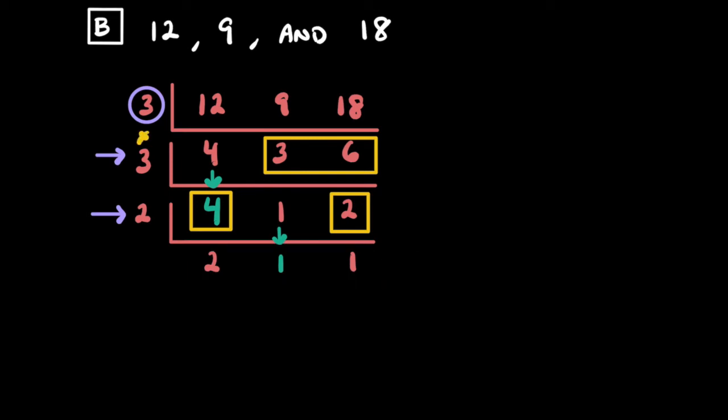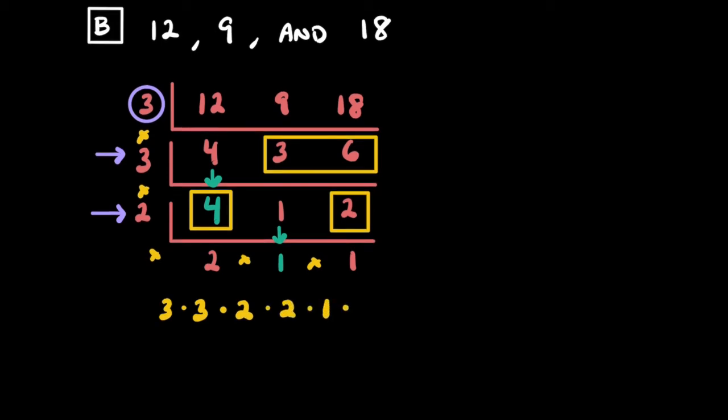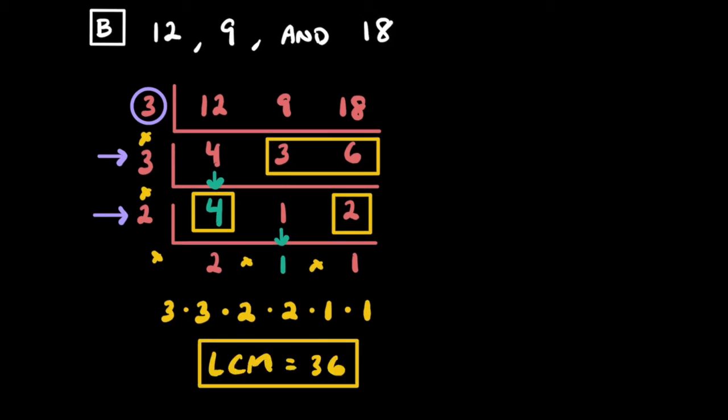The LCM is going to be the product of all of these outside numbers here. 3 times 3 is going to get us 9, 9 times 2 is 18, 18 times 2 is 36, 36 times 1 is 36, and 36 times 1 is 36. The LCM for 12, 9, and 18 is 36.